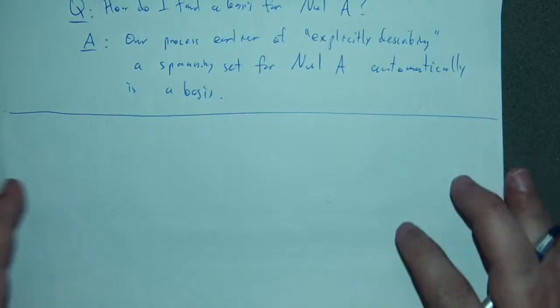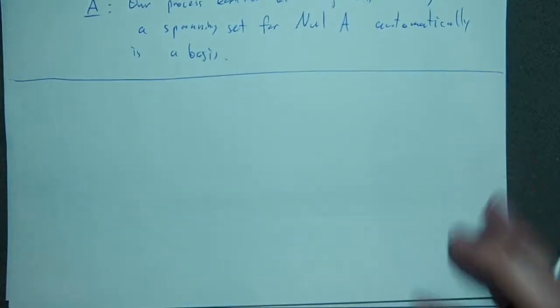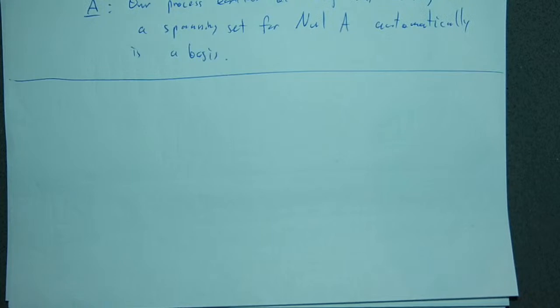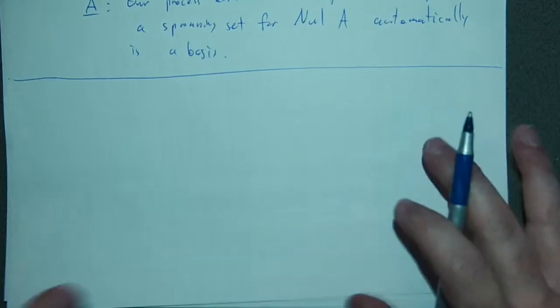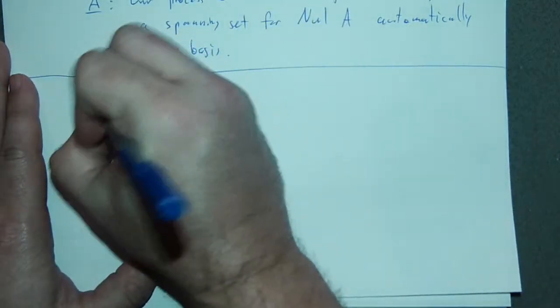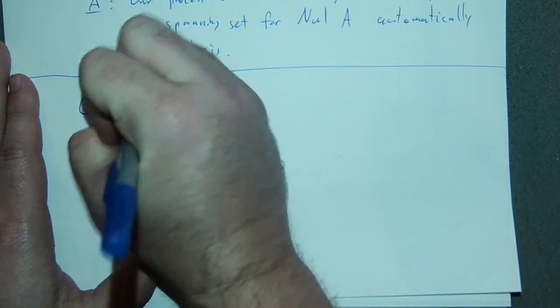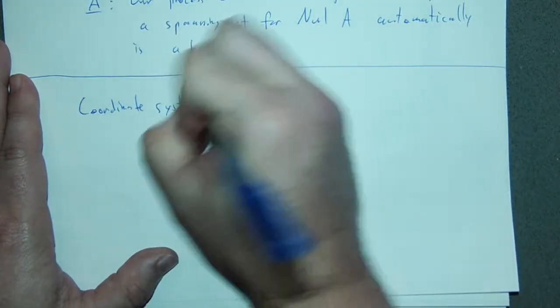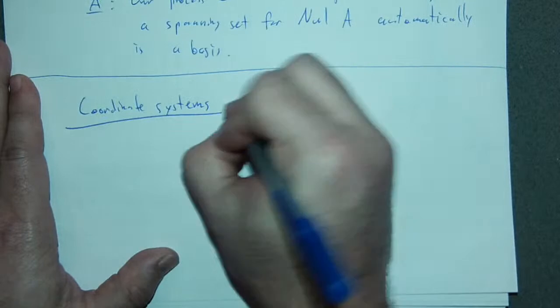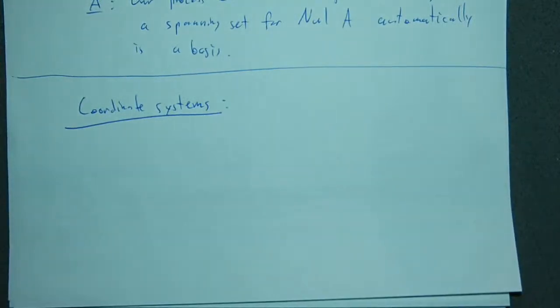What is the next step? This next section is typically skipped until later in the chapter, but I'm just going to go ahead and do it now. I want to talk about coordinate systems. Now that I have the notion of a basis, the idea behind coordinate systems is made a lot clearer. In fact, I can actually define these things now once I have a basis.